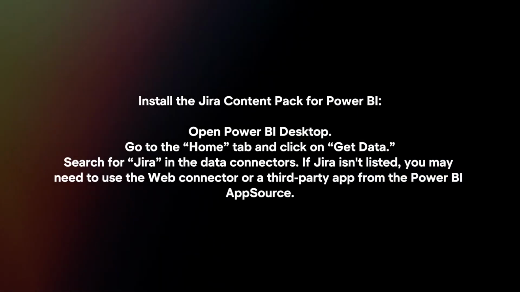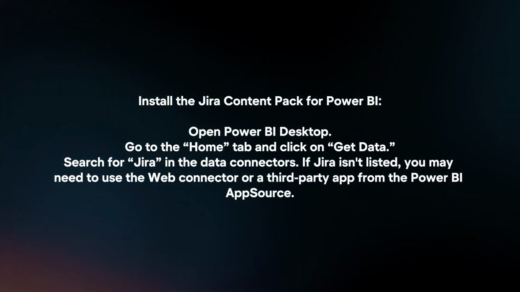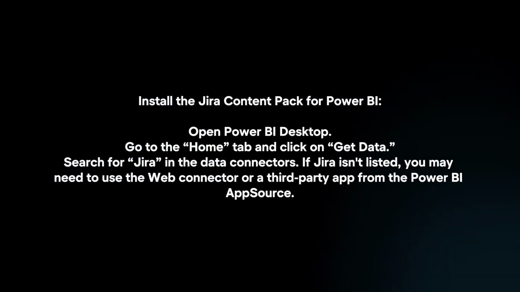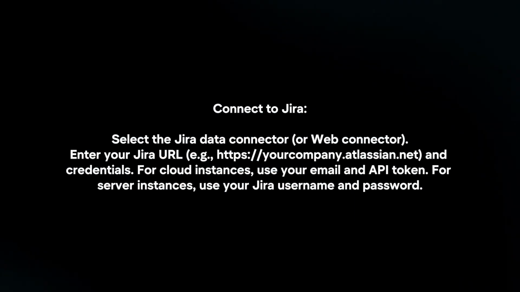Open Power BI Desktop. Go to the Home tab and click on Get Data. Search for Jira in the data connectors. If Jira isn't listed, you may need to use the web connector or a third-party app from the Power BI app source.